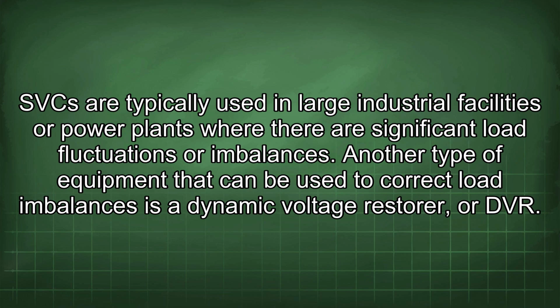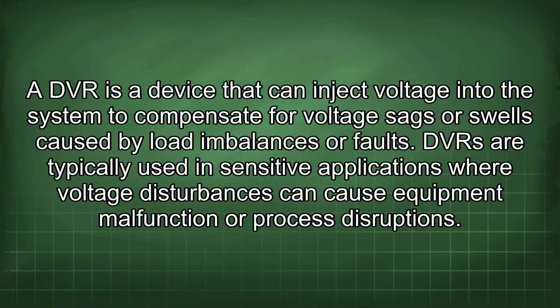Another type of equipment that can be used to correct load imbalances is a dynamic voltage restorer, or DVR. A DVR is a device that can inject voltage into the system to compensate for voltage spikes or swells caused by load imbalances or faults. DVRs are typically used in sensitive applications where voltage disturbances can cause equipment malfunction or process disruptions.